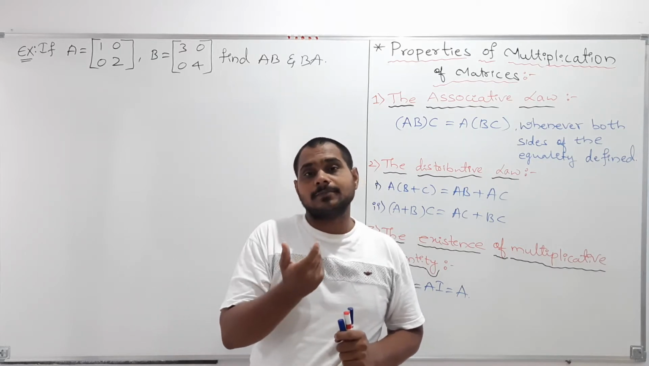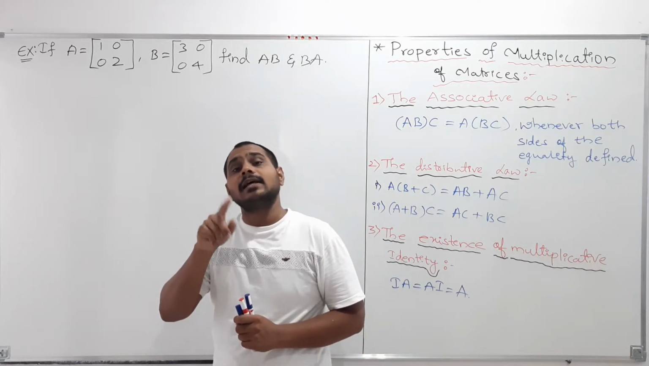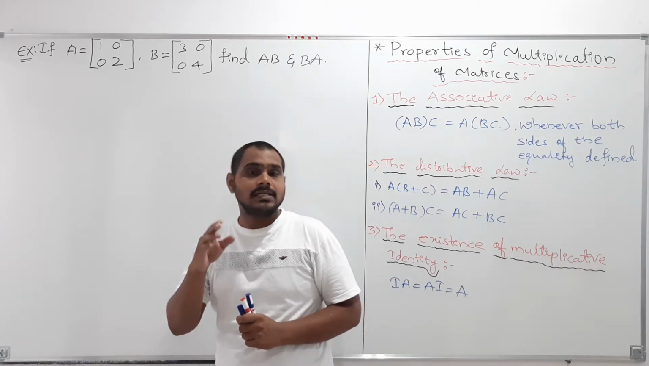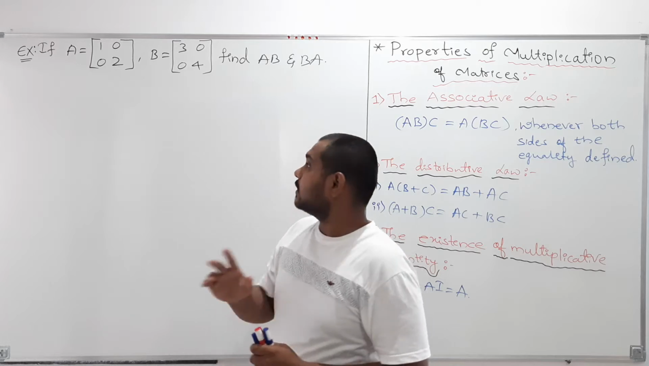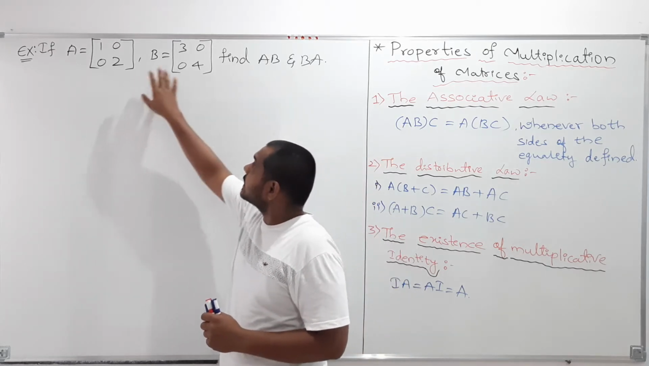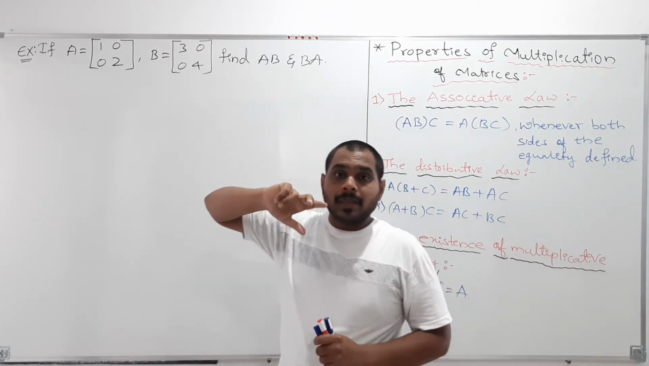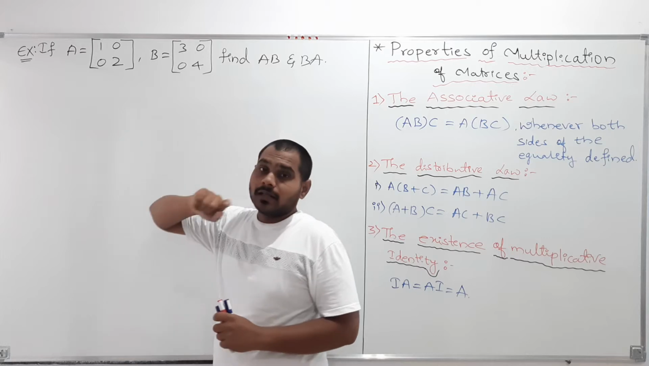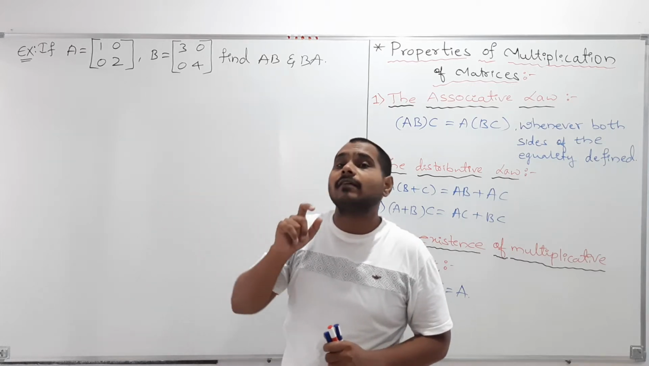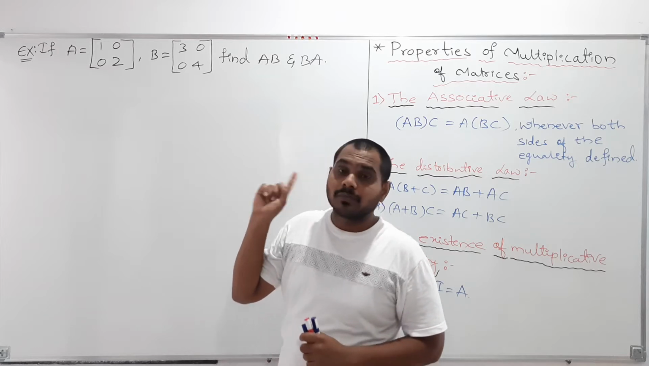In some cases, if AB and BA are defined, they may be equal also. That is also the case. So therefore I took one example. This is the matrix A and this is the matrix B given to you. We will find AB and BA, and if we find both values, we will get the same value, that is AB is equal to BA.